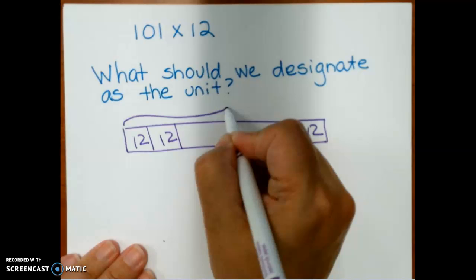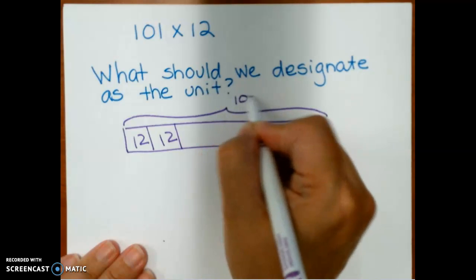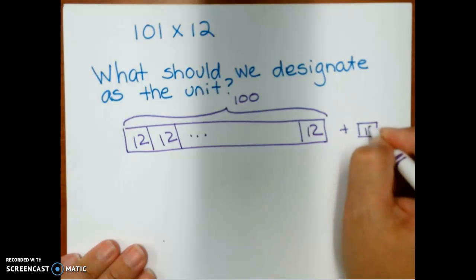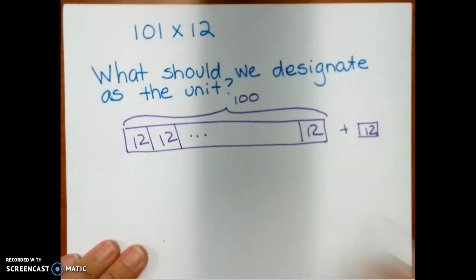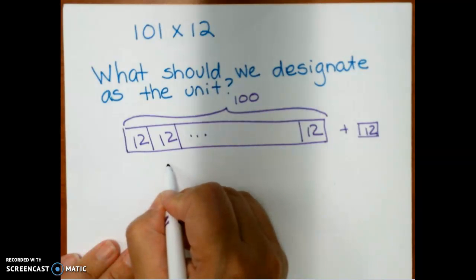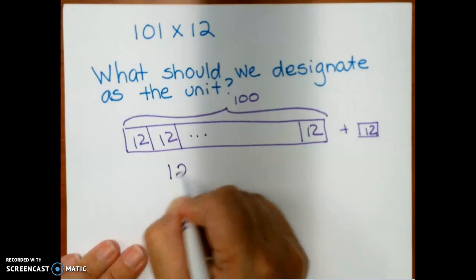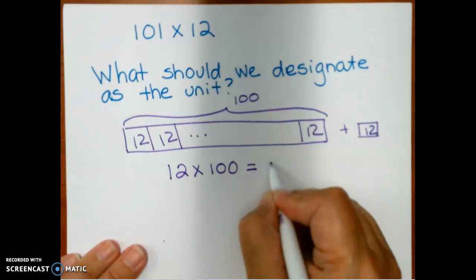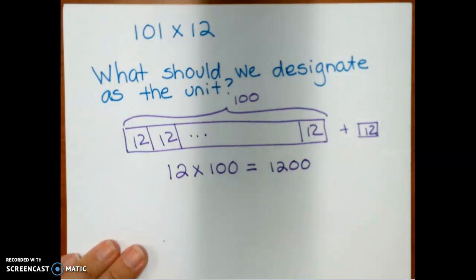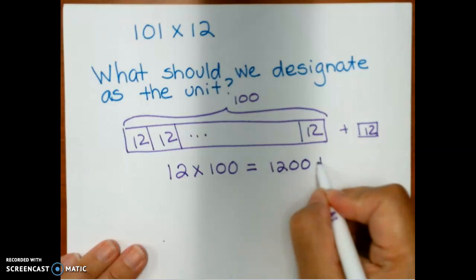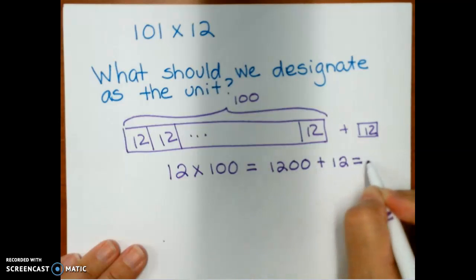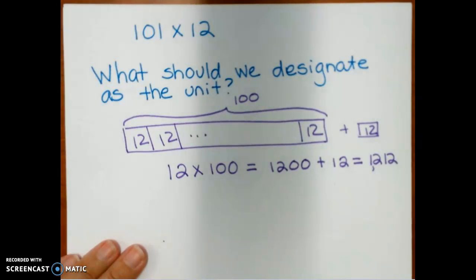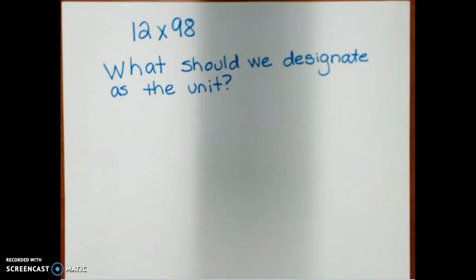So I have 100 12s plus 1 12. So 12 times 100 equals 1200, and then I have to add one more 12, so I get 1212. Pretty simple, right? I know you got this.